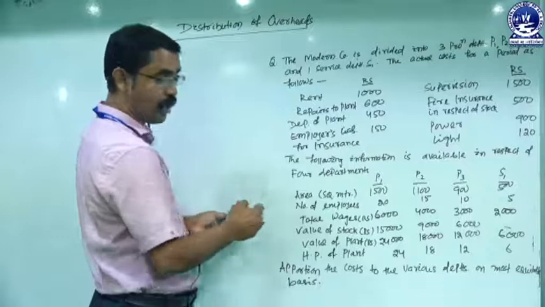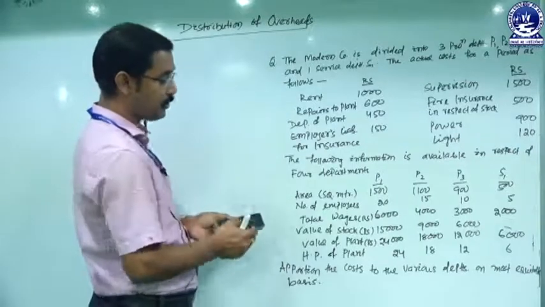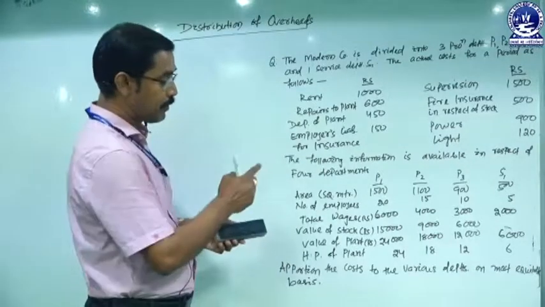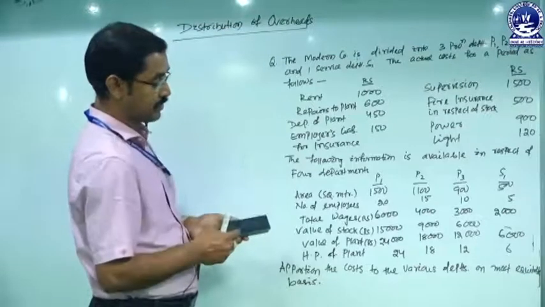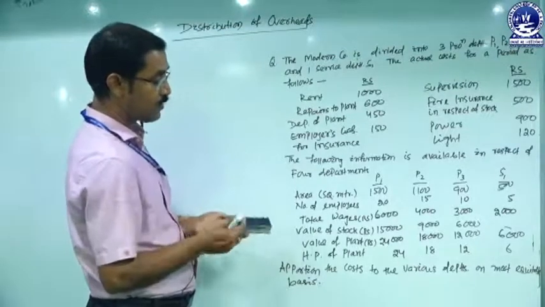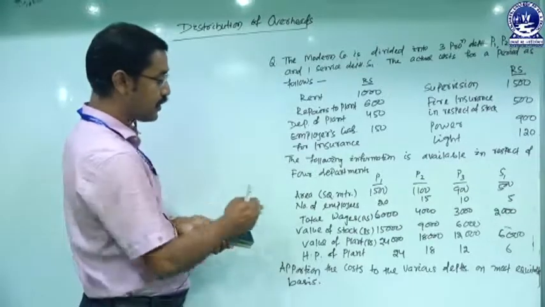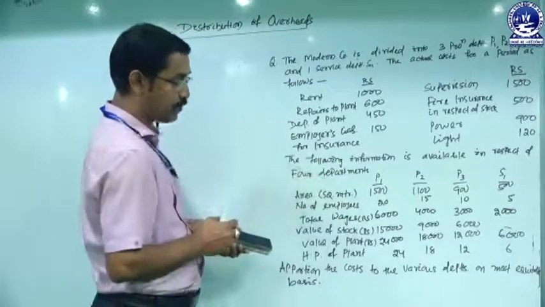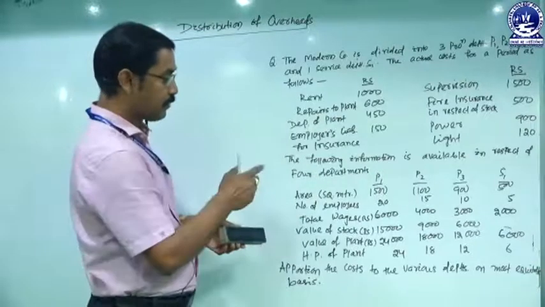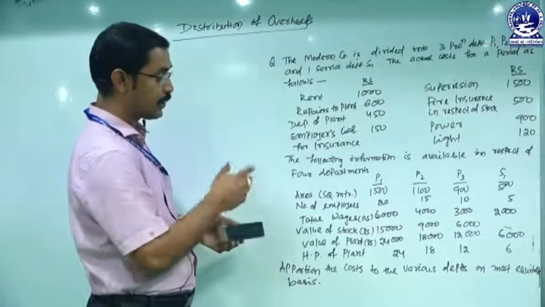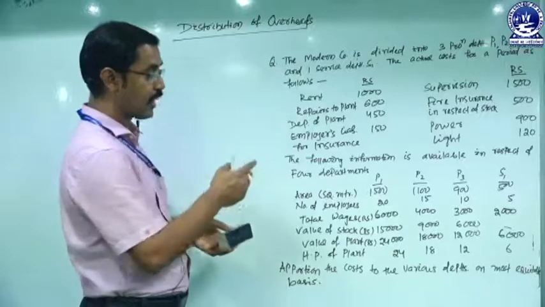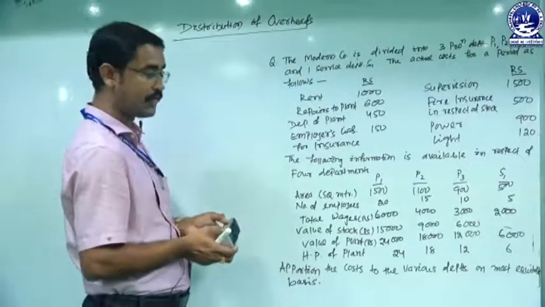Value of stock in rupees: production department P1 15,000, P2 9,000, P3 6,000, and service department nil. And the next one is value of plant in rupees: production department P1 24,000, P2 18,000, P3 12,000, and service department S1 6,000.